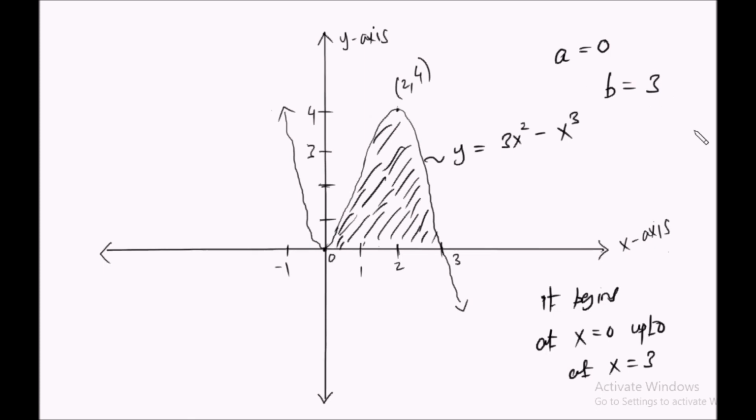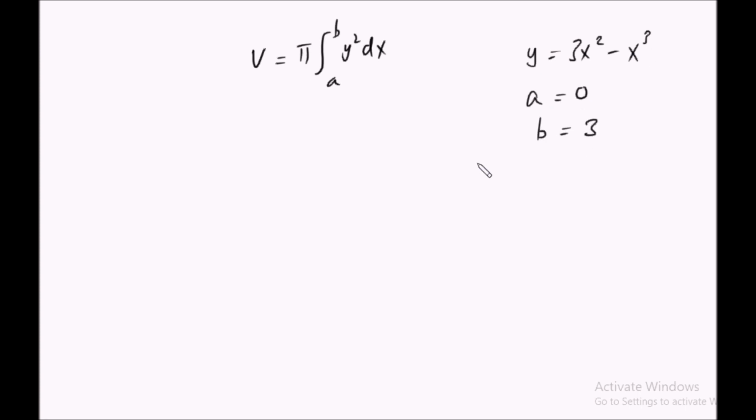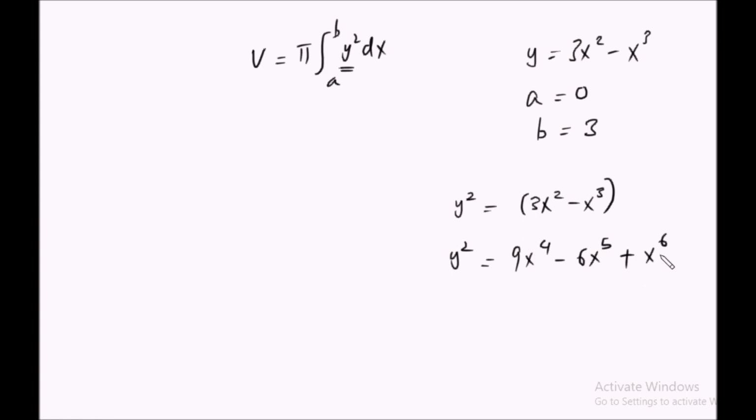So kwa mazingira hayo, now we can now find the volume. So remember tulisema volume ni sasa na pi integral ab y squared dx. So y ndo hiyo 3x squared minus x cube, a ni 0 alafu b ni nini, ni 3. So lakini hii ni y squared, so kwanza tutafute y squared. So I have to square this one, 3x squared minus x cube. So niki square hiyo, I'm gonna do it quickly, nitapata 9x power 4 minus 6x power 5 plus x power 6. Okay, hii ndo y square.